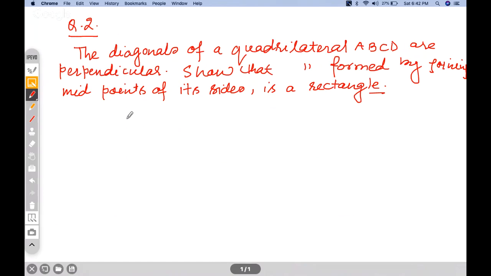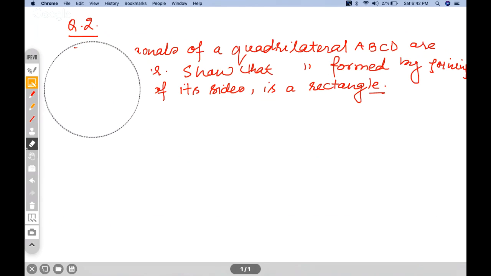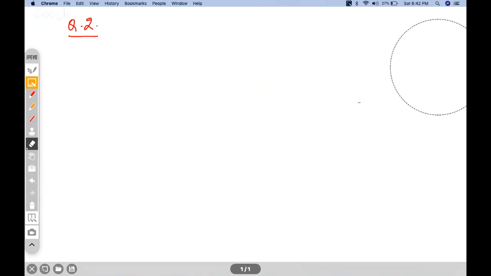So I'm giving you the next question from quadrilaterals. I don't know whether I have given this question before or not, but still I want to solve it for revision purpose.